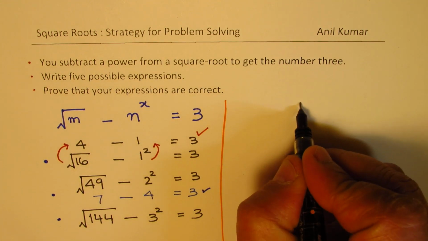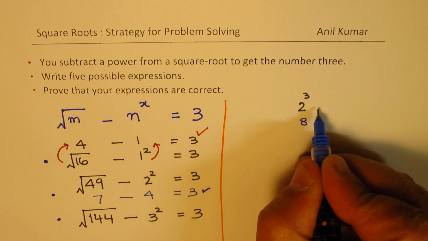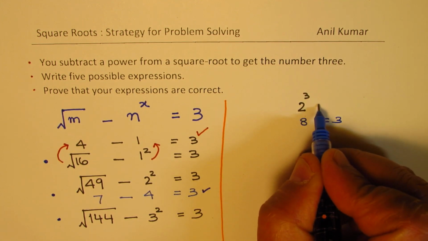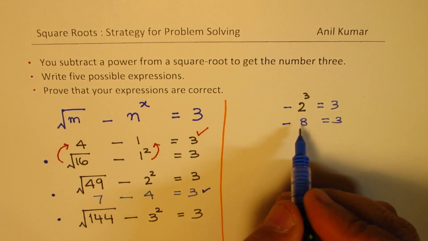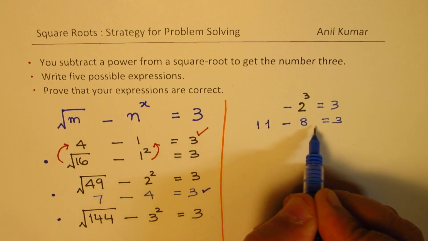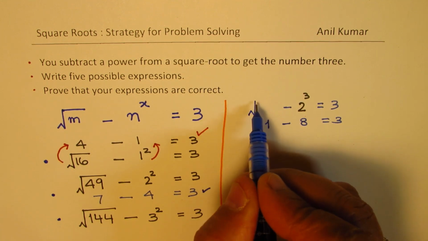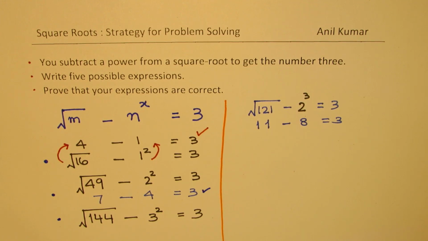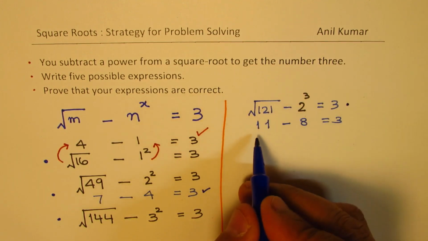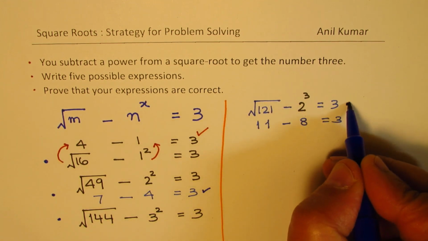power of 3. So if I write 2 cube, which basically is how much? Well, 2 cube is 8, right? So 8. But what I want here is 3, right? I want 3. So how do I get 3? If I take away 8 from 11, I get 3. Now 11 I have to write in a square root. So 11 square is 121. So that works. Do you see that? So now I get 121, which is 11, and taking away 8 gives me 3. So I have another solution right there.